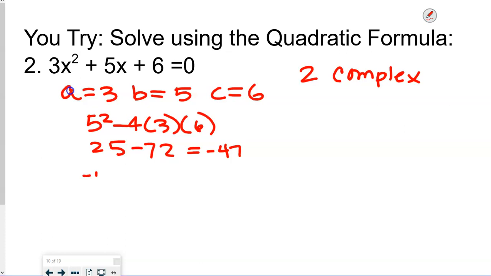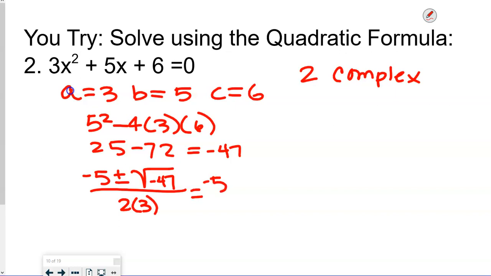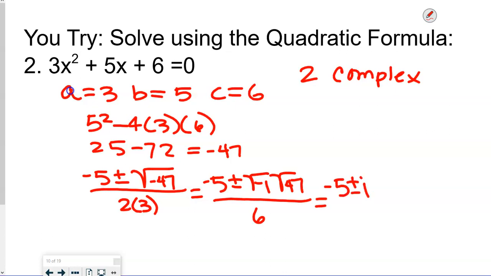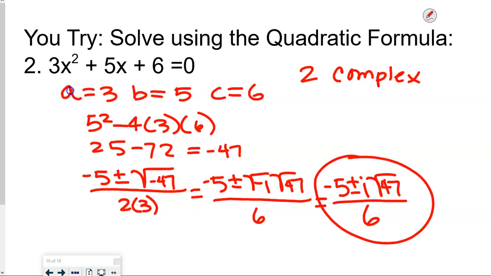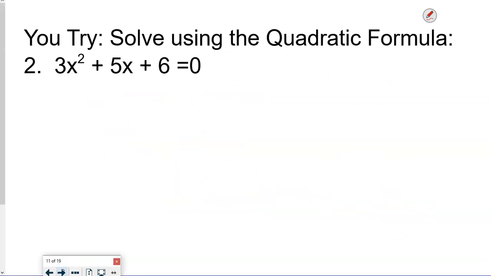So we're going to go minus 5 plus or minus the square root of negative 47, over 2 times A. So that's negative 5 plus or minus, I'm going to do the square root of negative 1 times the square root of 47, just to remind y'all. And this is 6. So then this is equal to negative 5 plus or minus i square root of 47 divided by 6. There's our two solutions. Do this next one, and then again come back to me.